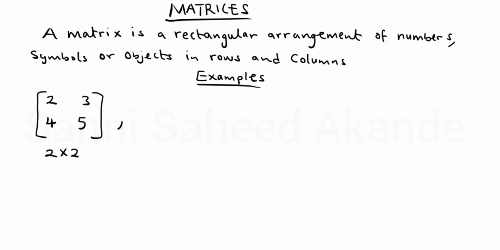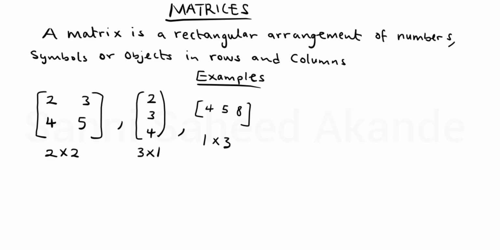We also have 2, 3 and 4. So this is another example of a matrix. And this matrix is a 3 by 1 matrix. So we mean that we have 3 rows and 1 column. Then another example is 4, 5, 8. So here we have just 1 column and then 3 rows, a 1 by 3 matrix.